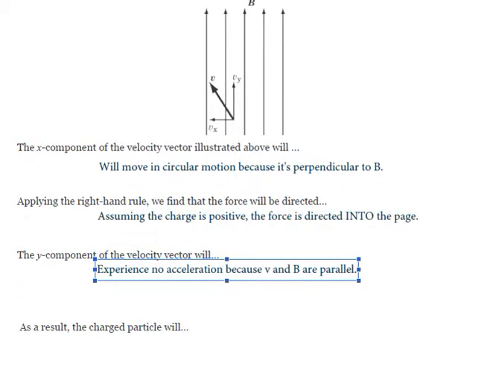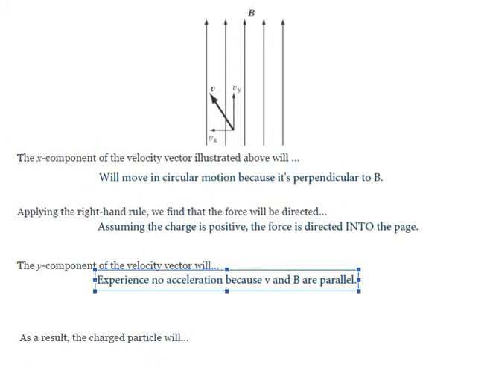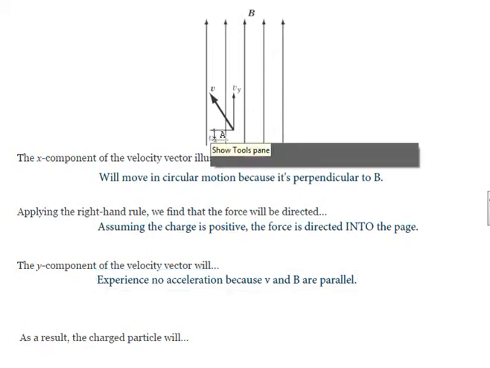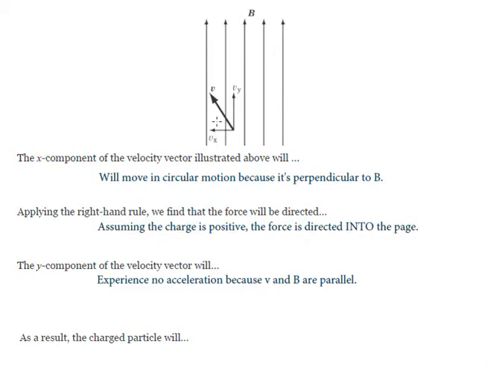So as a result, what is going to happen to that particle? Our vertical component doesn't just go away. It just doesn't change. So it's always moving upwards. But in the x direction, it's moving in a circle.